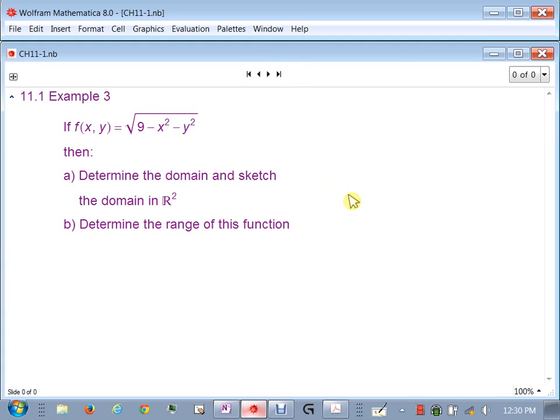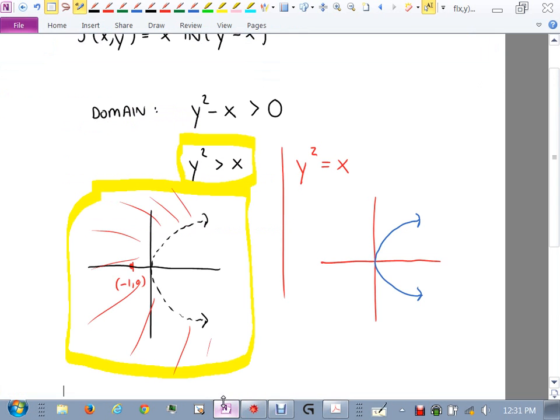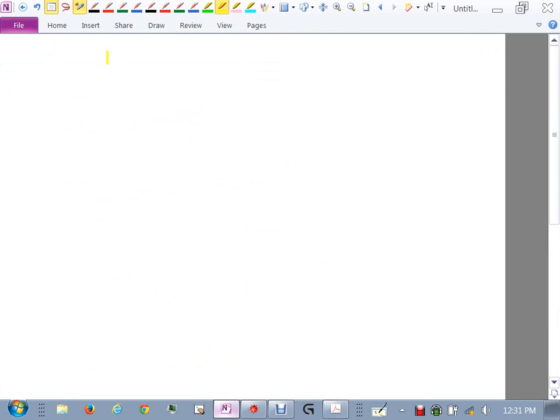All right, domain of this one. Let's not worry about ranges, okay? We'll just talk domains. So what is the domain of the function f of x, y equals the square root of 9 minus x squared minus y squared?